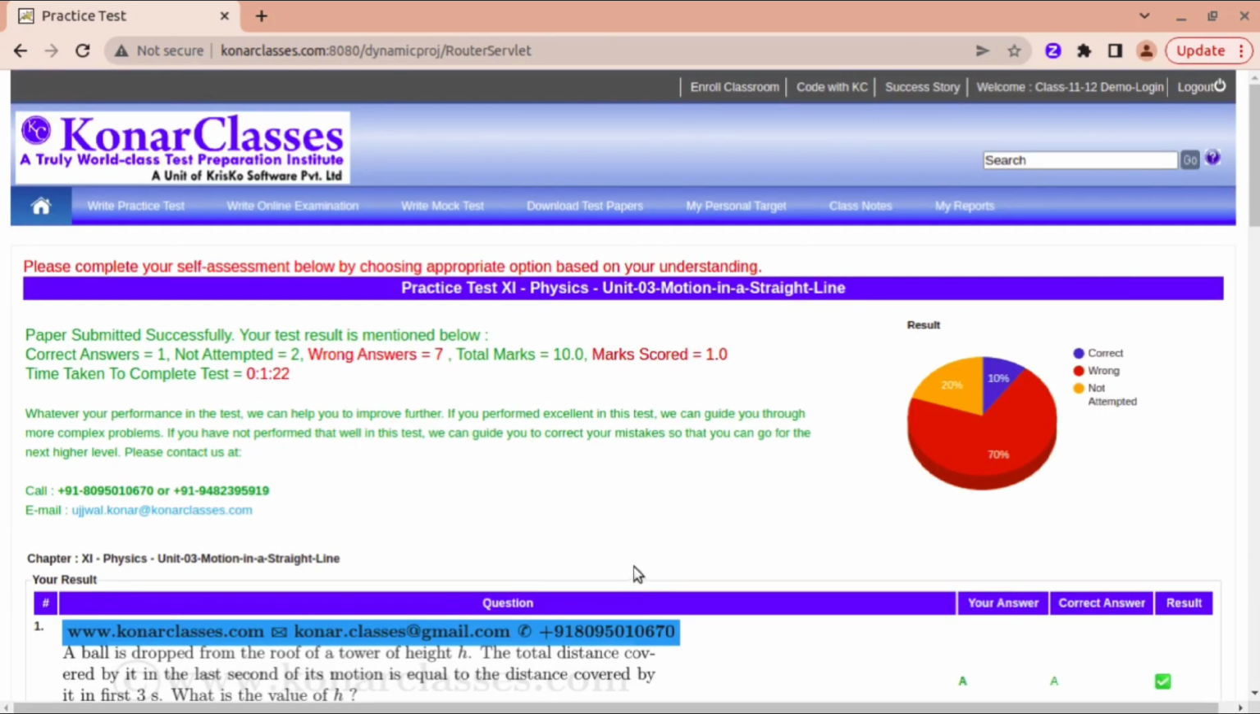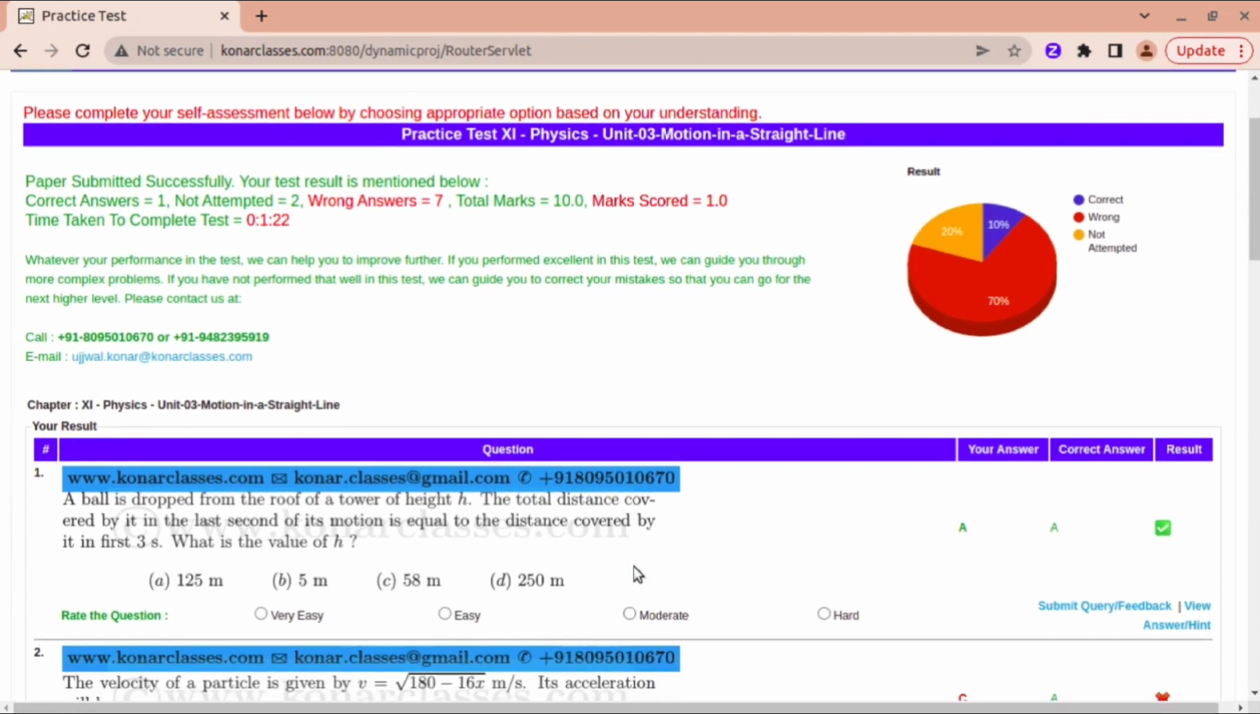Then what will happen, dear students, is that you get your result. The result shows that out of these 10 questions, correct answer is 1, non-attempted is 2, wrong answer is 7, total marks 10, and out of this total marks 10, the marks score is 1 because one question got correct. And time taken to complete this test is 1 minute 22 seconds. And that brief result is actually described in this pie chart, as you see.